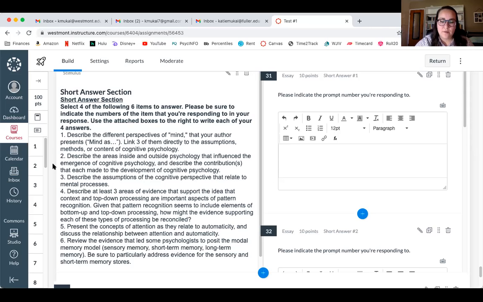Number 5, here, talking about attention and automaticity, you'd need to talk about the differences between controlled and automatic processing. You'd also need to discuss the relationship between attention and automaticity. So essentially answering the kinds of questions of, well, why does this relationship exist between our attentional processes and our lack of attentional processes in automaticity, right? And also talking about how controlled and automatic processing interact with each other, whether that's conflictual or not.